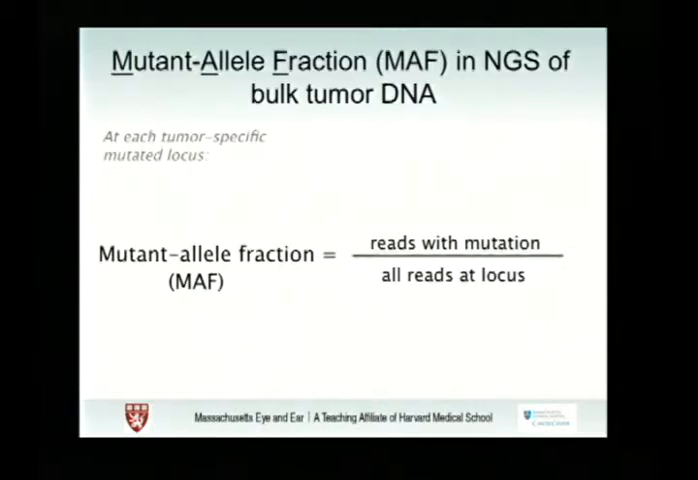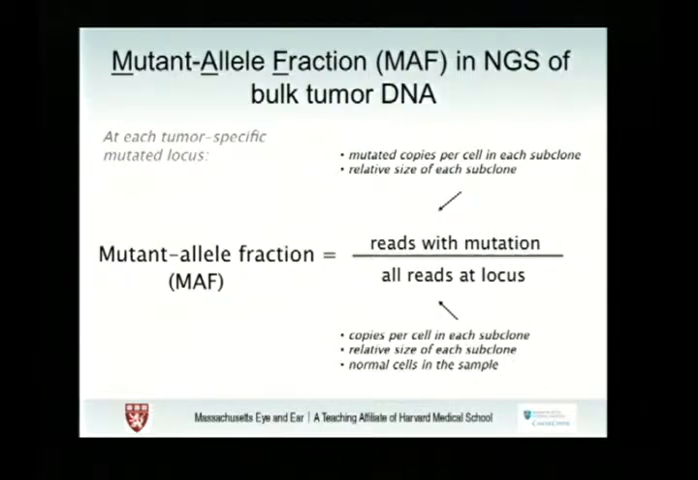So next slide. So this is that mutant allele fraction we talked about. All reads at the locus of an exon versus the reads with the mutation. That's your mutant allele fraction. But imagine if, and next slide. This is influenced by mutated copies per cell and the relative size of a subclone. Next slide. And here you have to worry about copies per cell, relative size, and normal cells in the sample, like lymphocytes and other things.